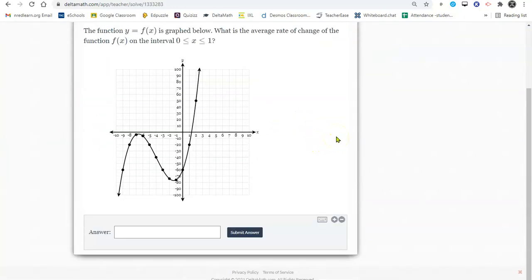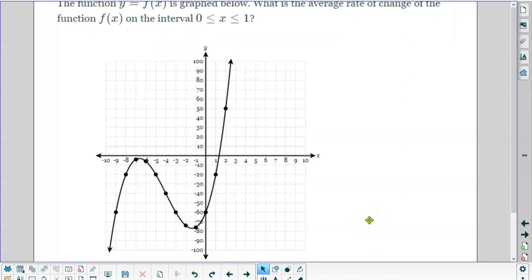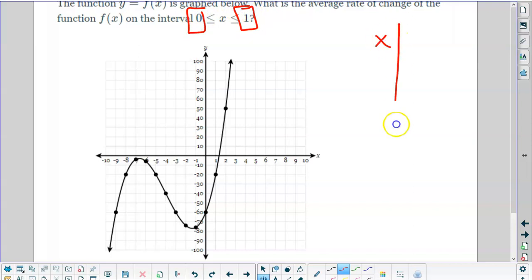Now, be careful because average rate of change is calculated by starting and stopping at these particular values. So when you're calculating the average rate of change, you need to be aware of your starting and ending points. So these are your x values in your table. Now what you need to find are the y values for those coordinates. So y for 0 is negative 60, and y for 1 would be negative 20.